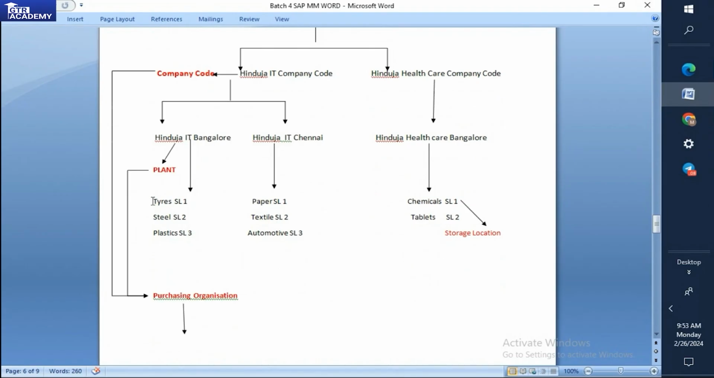locations. For example, first, whatever the tires they are manufacturing or procuring from the outside, they will maintain in one storage location, and whatever the steel components they are procuring or manufacturing in the unit, they will maintain in another storage location. Like this, I have mentioned tire storage location 1, steel storage location 2, and the plastic storage location 3. It is not like for one plant only one storage location is available.